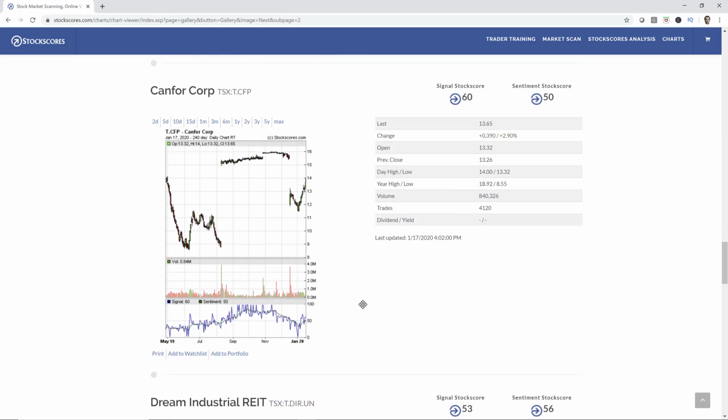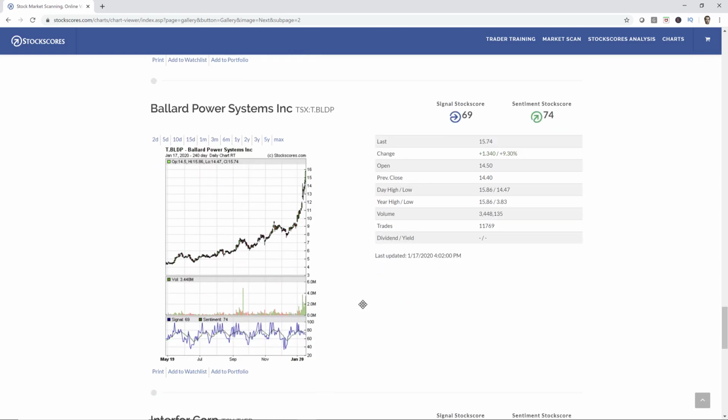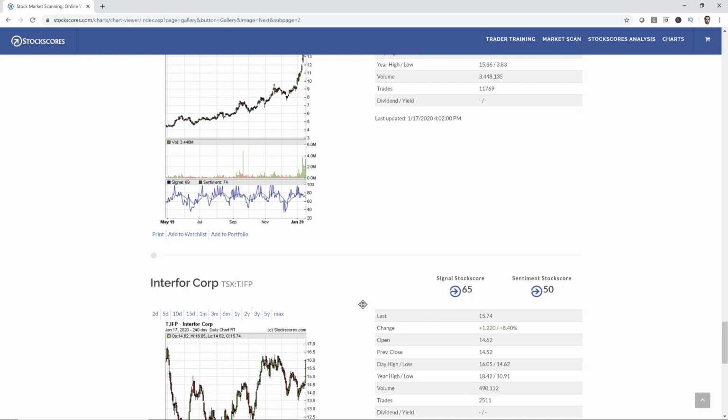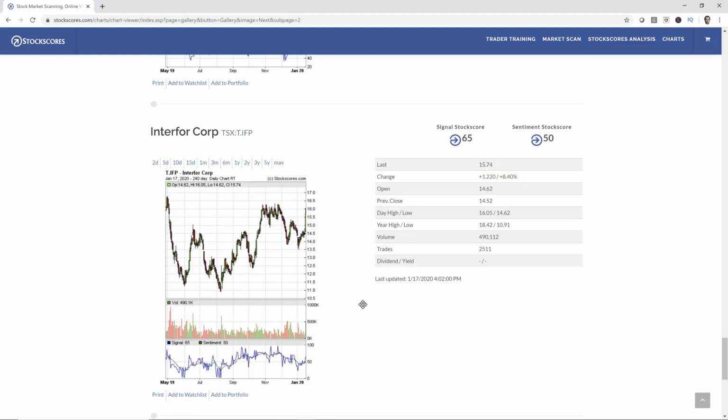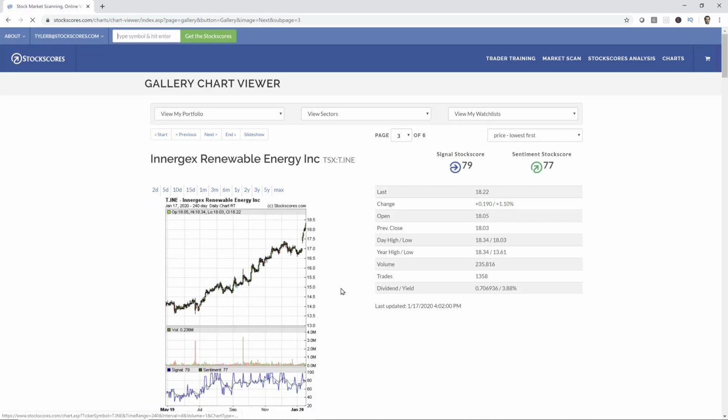And these aren't all cannabis names, obviously. There's lots of other sectors being represented. There's your Ballard Power, which has gone absolutely parabolic. Incidentally, I featured this stock back in May, so it's been just a huge winner for my readers. Continuing along, we'll do one more page of these and see what we find.